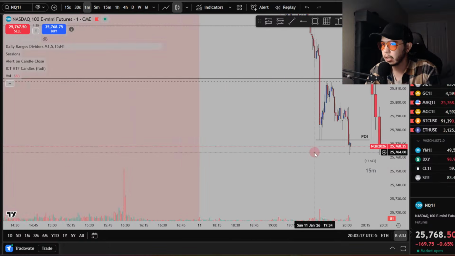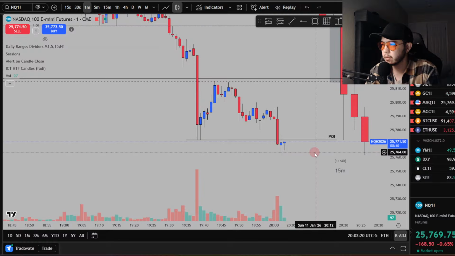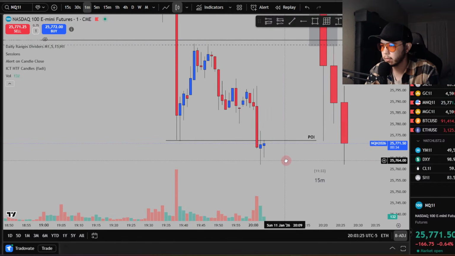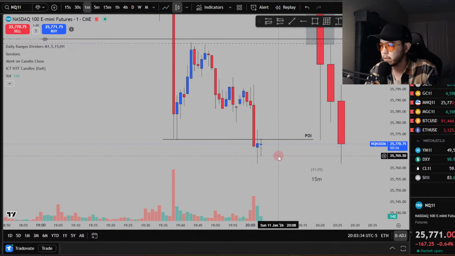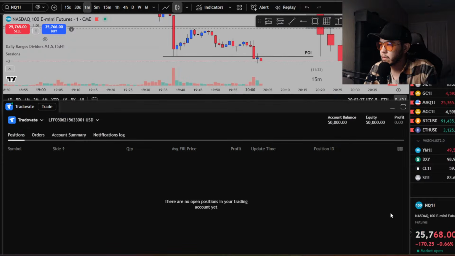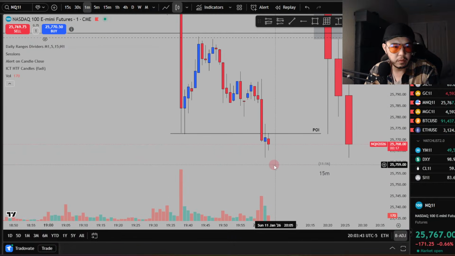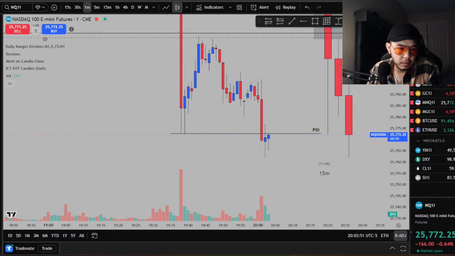We didn't really get anything clean, honestly. Let's see. We'll see how this candle closes. Three max. How many were you trading, a futures contract like the NQ or MNQ?